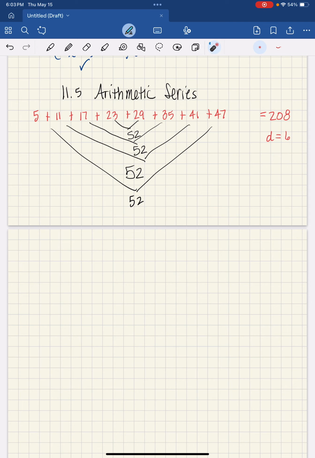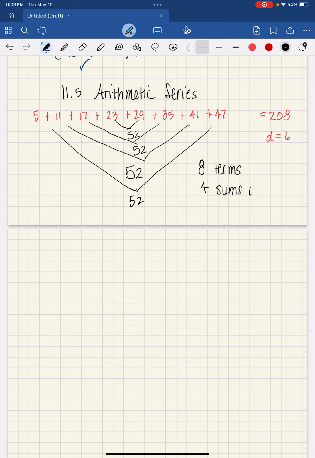You'll notice that there are 8 terms in this sequence. We have 8 terms and we have 4 sums of 52. Well, that's because every 2 terms creates 1 sum. So I have half the number of sums, 4 of them, and they each were 52. Well, how do I get the 52? You'll notice that the first term was 5, and the last term was 47.